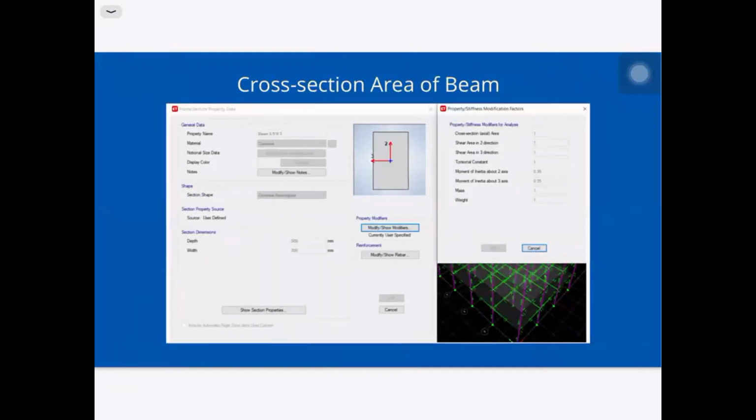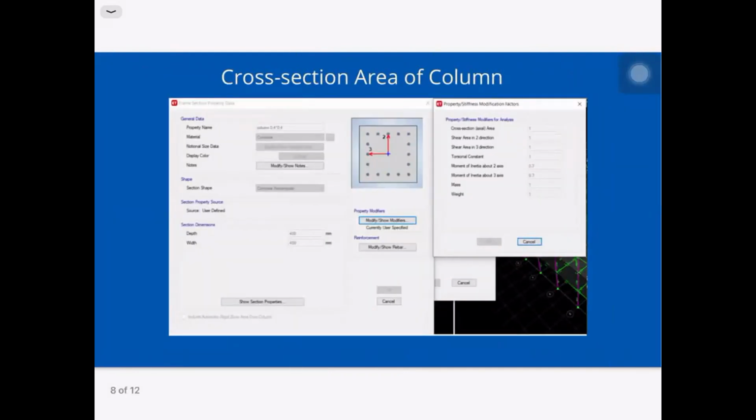Here is the section of the beam as shown in the slide. And here is the column.